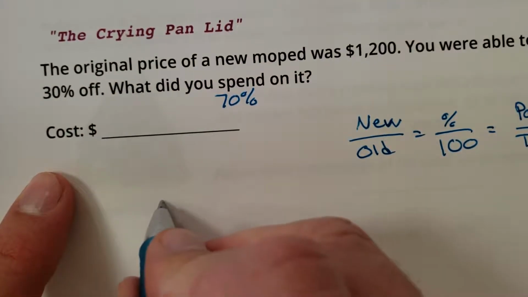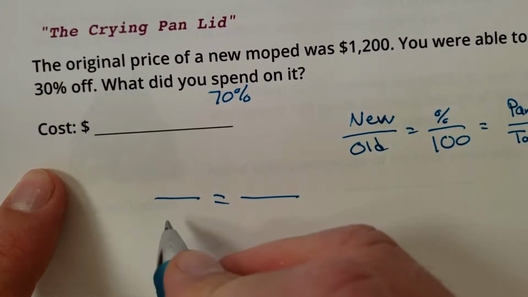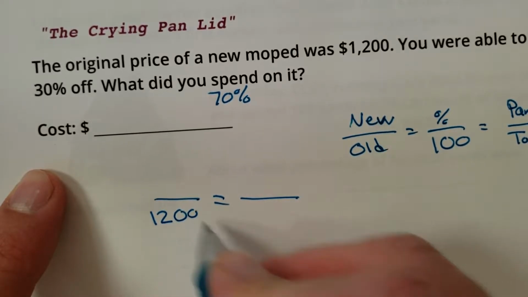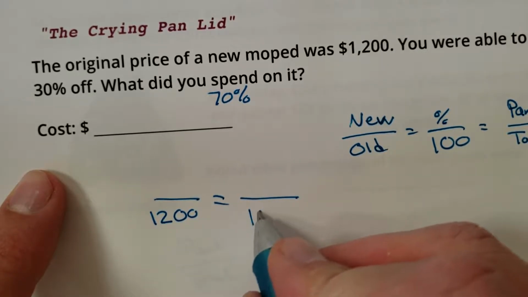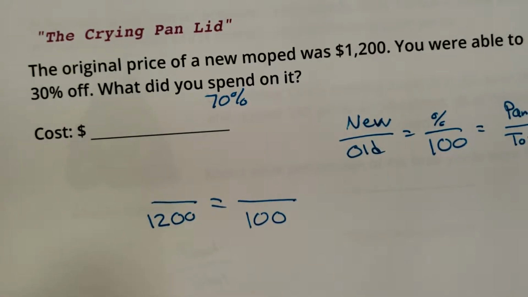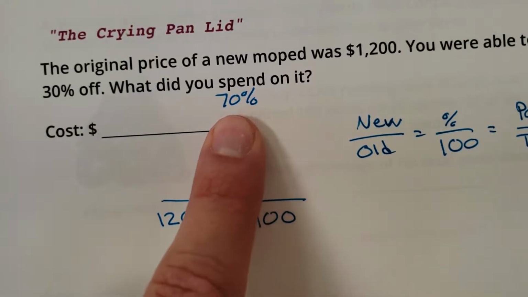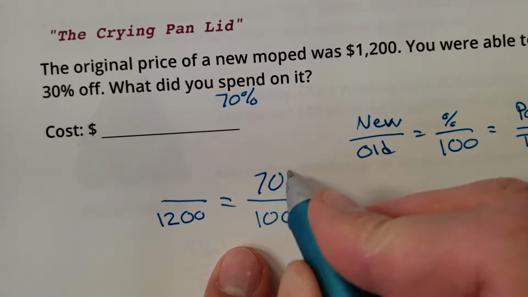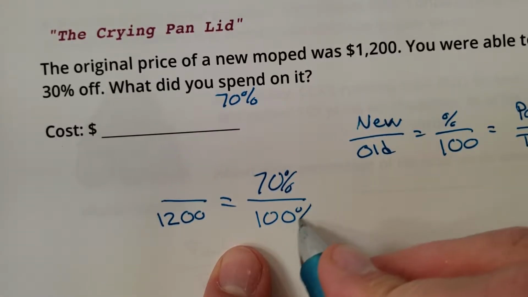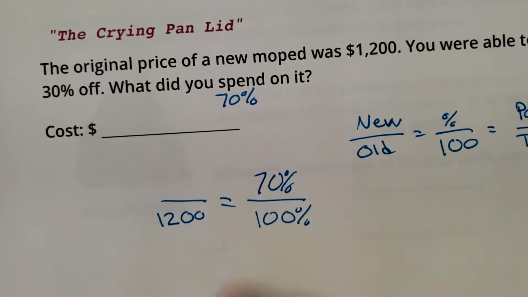So if I'm going to set up my percent problem, the original price was $1,200, and that was 100%. The original price is always 100%, by the way. Now I want to figure out what came out of my pocket. That's right, 70% came out of my pocket. I don't really need the percent symbols in there.